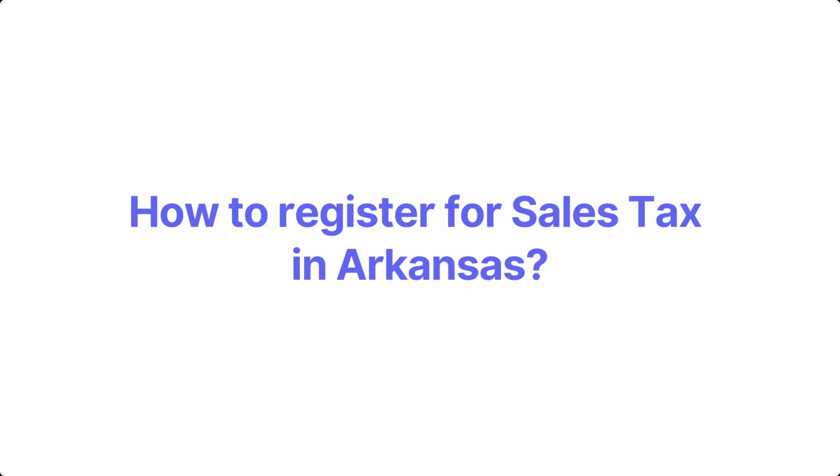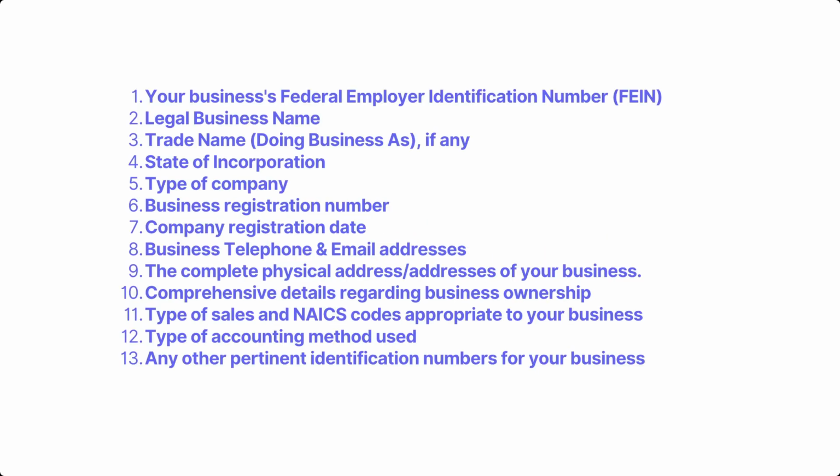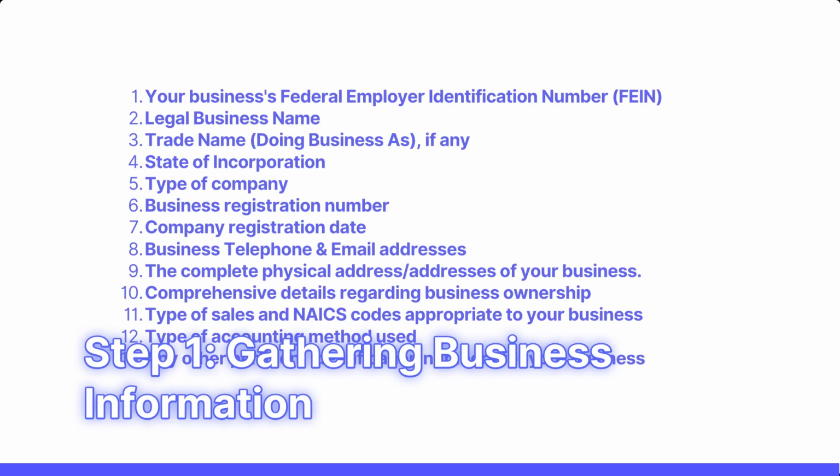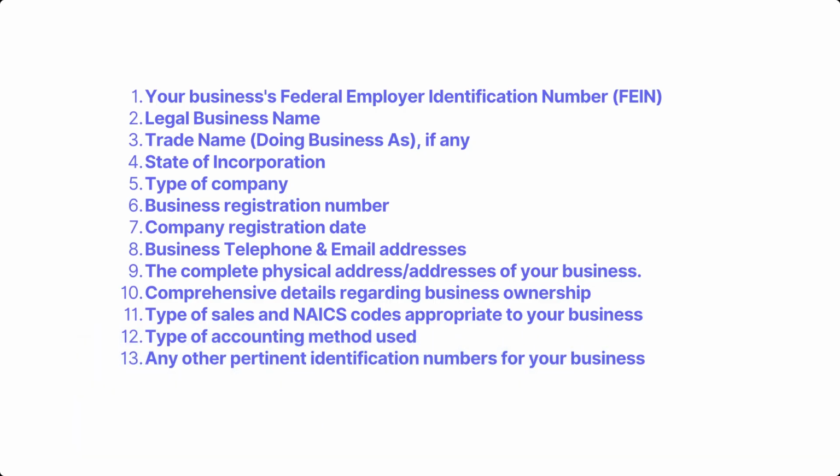I'm going to give you a step-by-step view with the official portal. The very first step before we get into the process of sales tax registration is gathering your business information. Make sure that you have your FEIN, your legal business name, your trade name, the state of incorporation, type of company, registration number, all the contact information related to your business's detail, and your NAICS code, your business activity, accounting methods, all of this information available at your hand so that it makes it a little smoother.